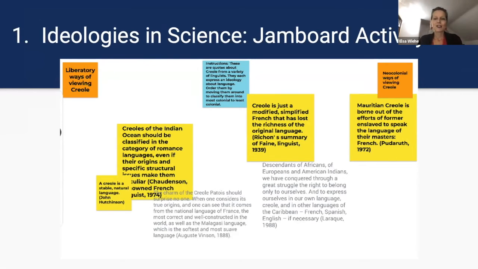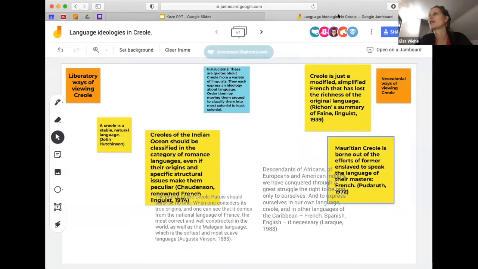This is just a simple Jamboard if you've used it before, but what I've done here is put together different quotes from different linguists, locally, most of the time in Mauritius, ranging in time span all the way from 2020, John Hutchinson, to the 1930s, to the 70s, and so on. And what I like to do is have students practice identifying the ideologies present in what people say.